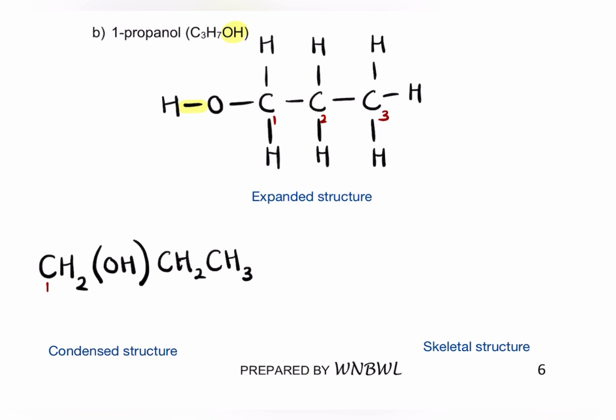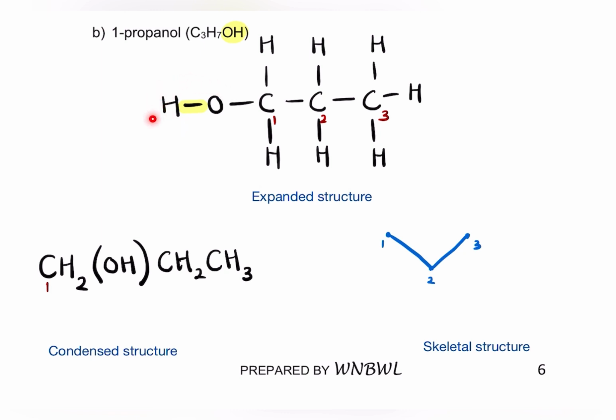Now I'm going to continue with the skeletal structure. So for the skeletal structure, from left to right in the zigzag form, please don't show the carbon and hydrogen atoms. Apart from those two atoms, you need to show them. So I'm going to start with carbon 1. So 1. And then attach carbon number 2. And attach carbon number 3. At carbon number 1, you got the OH group.